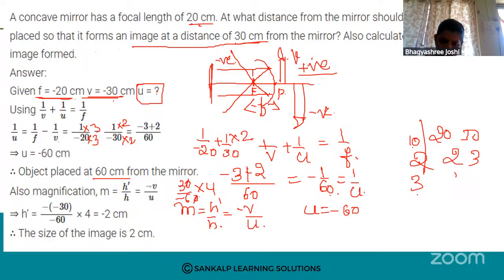So 0, 0, 3 ones are 3, 2 twos are... So this is minus 2 centimeter. Size of the image is 2 centimeter. Why? Minus 2 centimeter means here image is formed on the left side, therefore it is negative, but size of the image is 2 centimeter. Okay, 2 centimeter. This question can be asked for 2 marks. Okay, next.